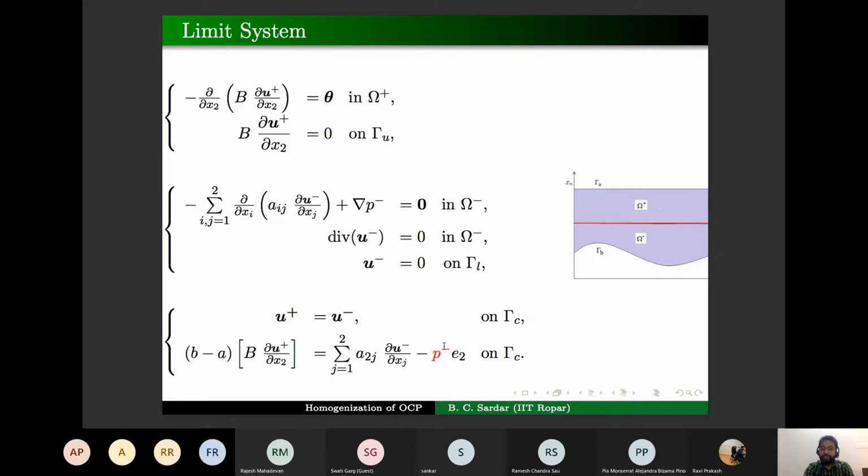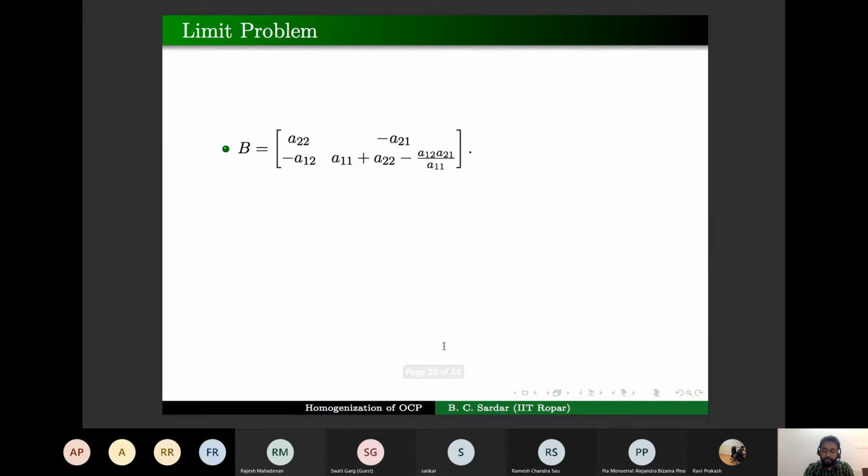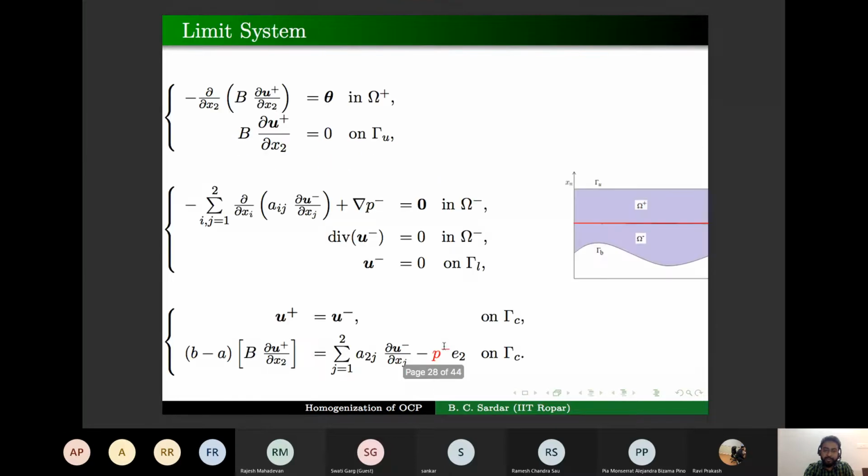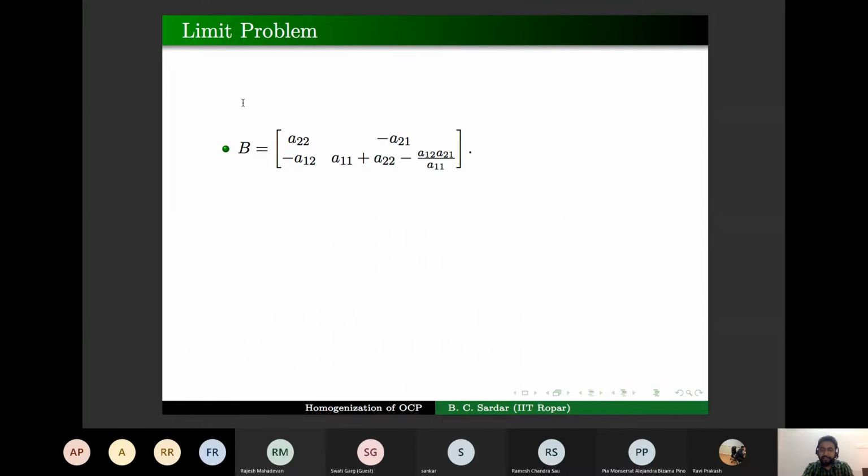Okay, and then we also have to study this limit system for existence and uniqueness. Yes, we can prove the existence and uniqueness of this problem, and we also introduce the limit optimal control problem in the fixed domain. Okay, so here the matrix B appears. This is the form we obtained for the matrix B, and we can prove that B is also uniformly elliptic, using that A is also a uniformly elliptic operator.